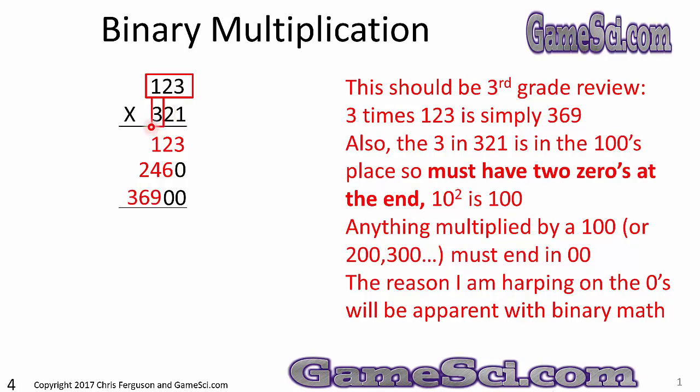Let's multiply the 3 by 123. 3 times 123 is simply 369. Also, the 3 in 321 is in the hundreds place, so we must have 2 zeros at the end of it. 10 squared is 100. Anything multiplied by 100 or 200 or 300 must end in 0, 0. It's important to understand why these zeros are there. 3 is in the hundreds place. It has to end in 2 zeros. The reason I'm harping on the zeros will be apparent when it comes to binary math.